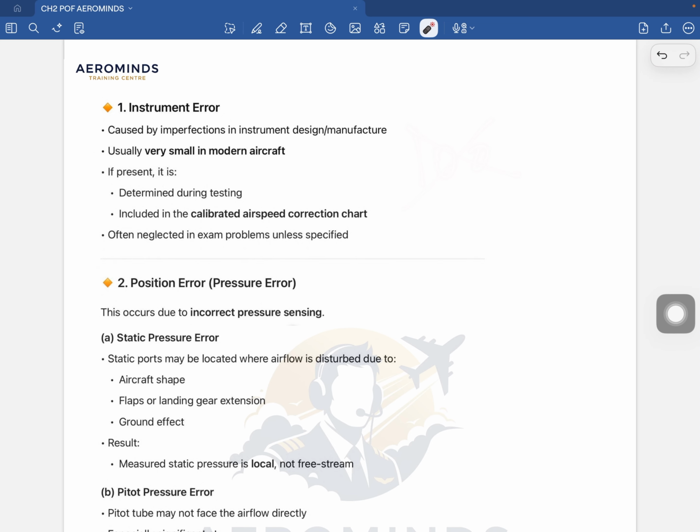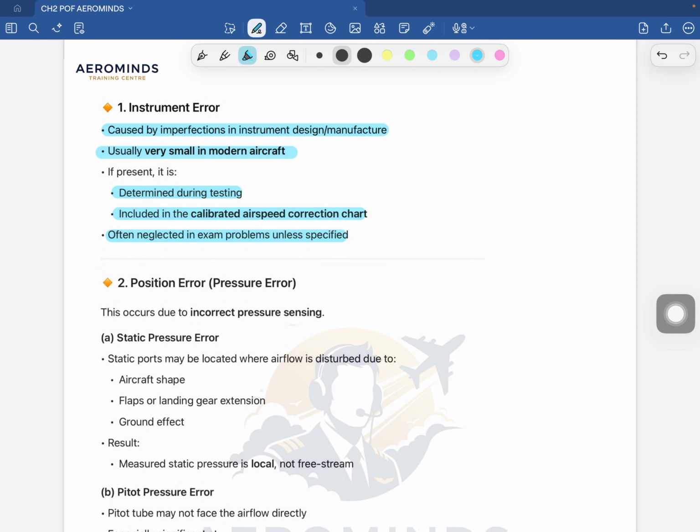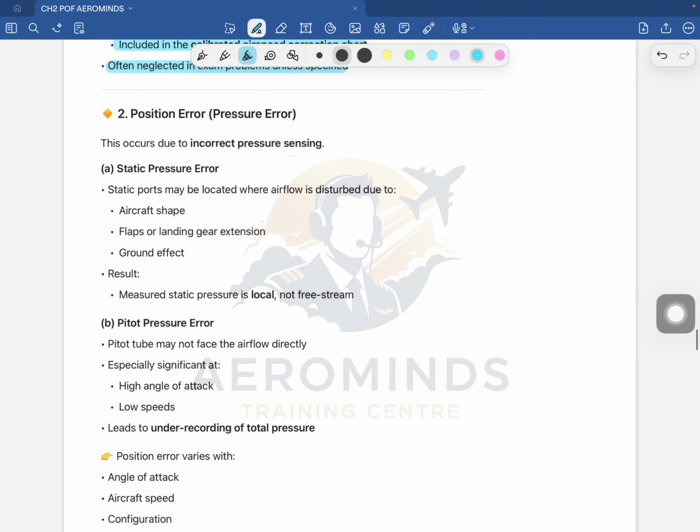If you have seen the calibrated airspeed correction chart, and in DGCA exam problems, unless they are specifically mentioning instrument error, you can usually neglect it. So remember this. It is caused by imperfections in the instrument design or manufacture, usually very small in modern aircraft. If present, it is determined using testing and included in the calibrated airspeed correction chart. So CAS correction. Often it is neglected in exam problems unless it is specified. Got it? So now we'll move on to the position error, also known as the pressure error.